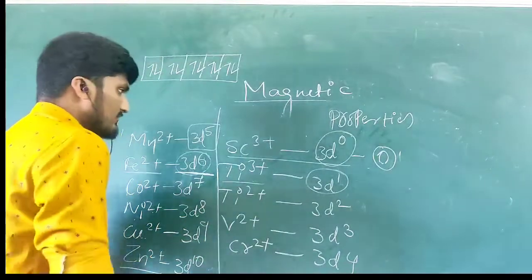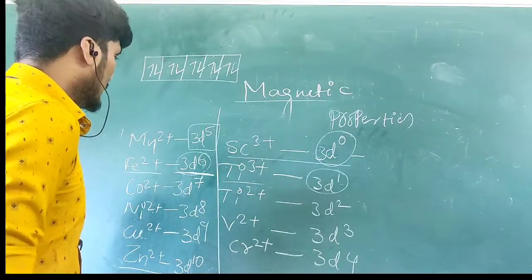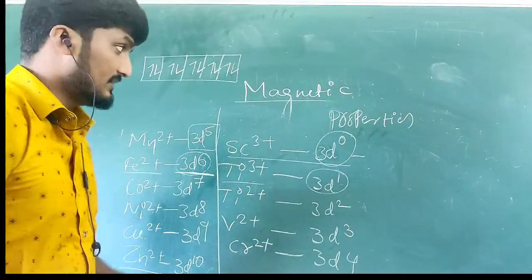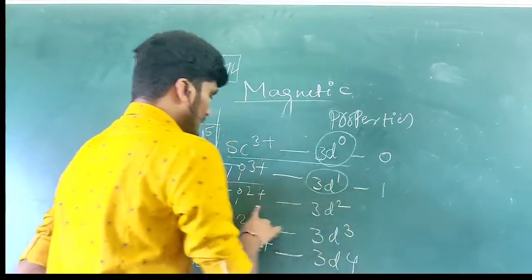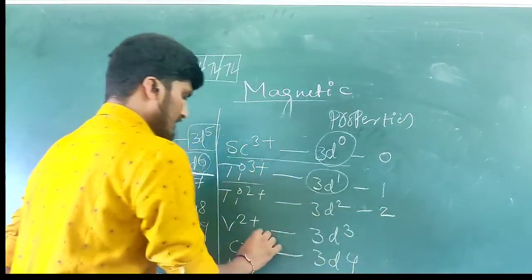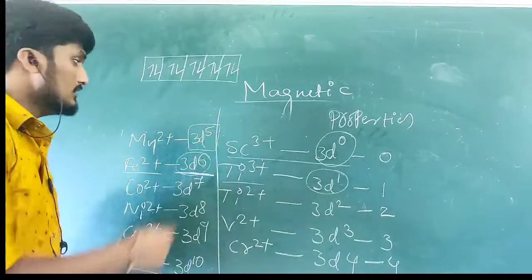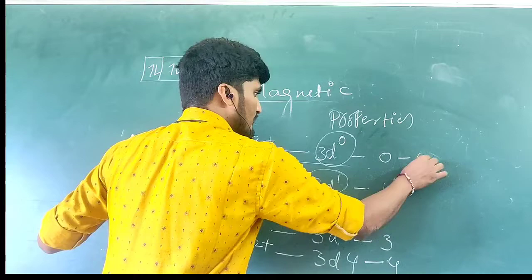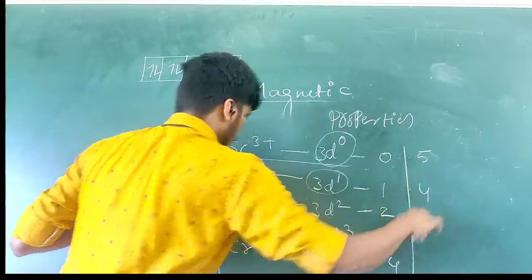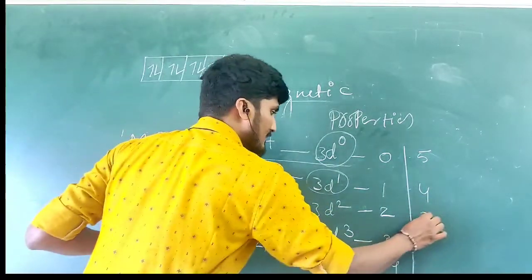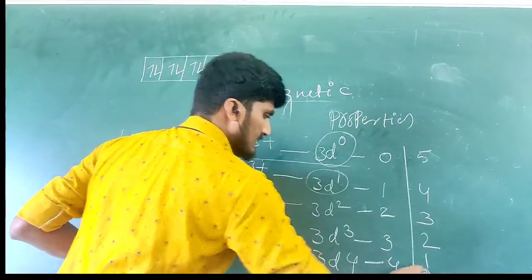For your quick revision, we will write the number of unpaired electrons of all the first transition elements. Scandium 3+, how many unpaired electrons? 0. Titanium 3+, 1. Titanium 2+, 2. Vanadium 2+, 3 unpaired electrons. Chromium 2+, 4. Manganese 2+, 5. Iron 2+, 4 unpaired electrons. Then cobalt 2+, 3 unpaired electrons. Nickel 2+, 2 unpaired electrons. Copper will be 1. Zinc will be 0.